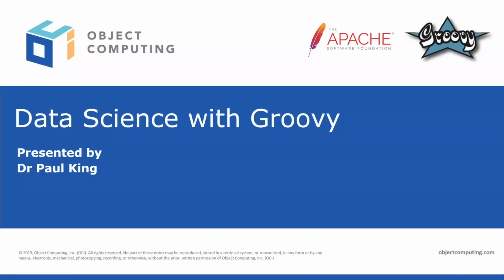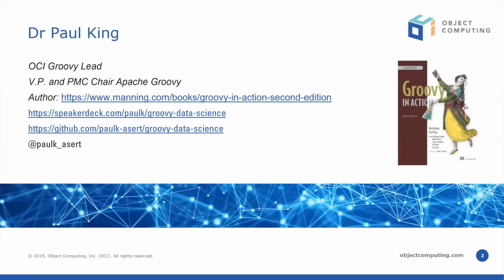My name's Paul King. As Jen mentioned, I work on the Groovy, Grails and Micronaut team at OCI. I'm the lead of the Apache Groovy project as well, and author of the Groovy in Action book.